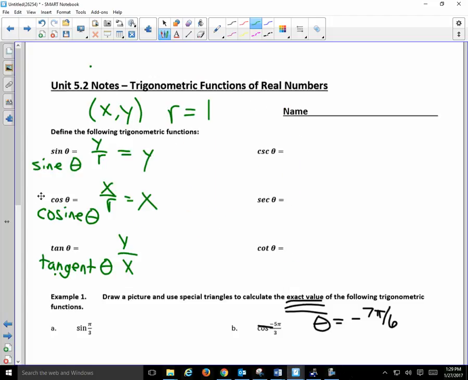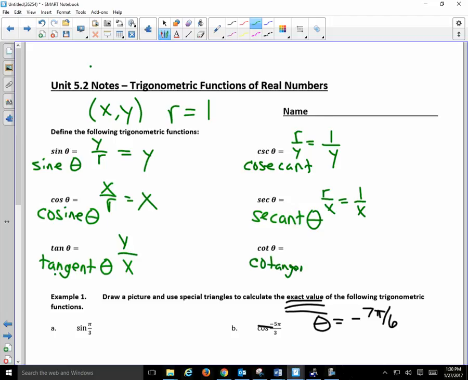So what do you need to know? You need to know those are the phrases to say them properly. This means cosecant. It is the reciprocal value of sine, or 1 over y. I should say r over y, which is 1 over y. Secant of theta is r over x, or if r is 1, it's 1 over x. And then cotangent is the reciprocal of tangent. And as you can see in this scenario, you get x over y.